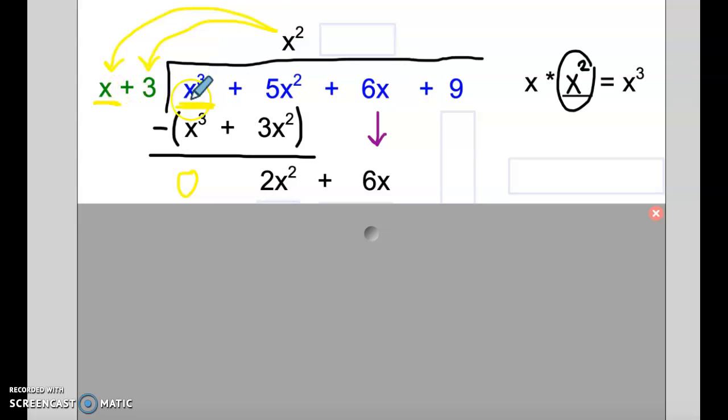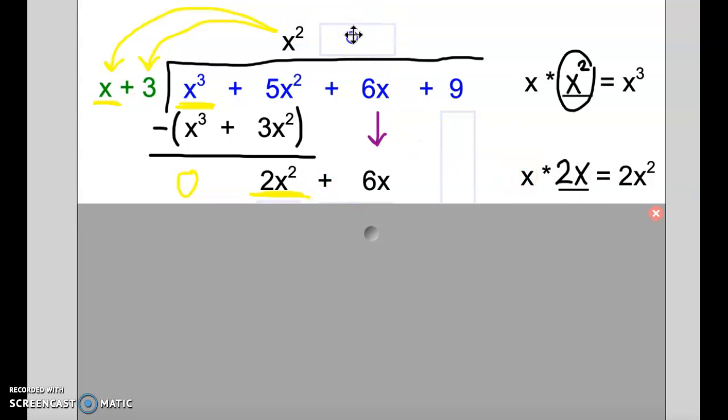Just like before, I focus on the first term. Remember, I did x times what gives me x cubed. I'm still looking at my first term. X times what is now going to give me x squared? That's what I write on the side. So what do I need to multiply x by to get x squared, 2x squared? I need to multiply by 2, and I need another x, right? X times x gives me the x squared, and I need this 2. Perfect.